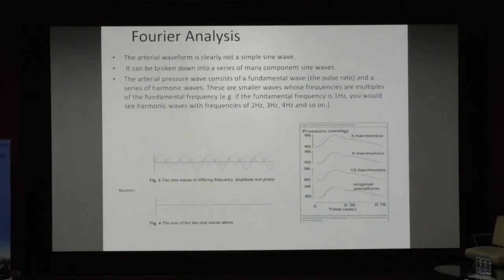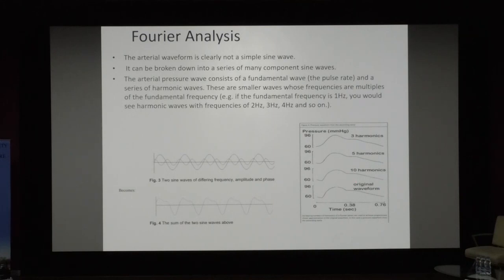Now what is Fourier analysis? The arterial waveform is clearly not a simple waveform. Basically it's a combination of various sine waves combined together. The arterial wave consists of a fundamental wave, that is the pulse rate, and a series of harmonic waves. These harmonic waves are multiples of the fundamental wave. You combine these harmonics together to get the original wave.